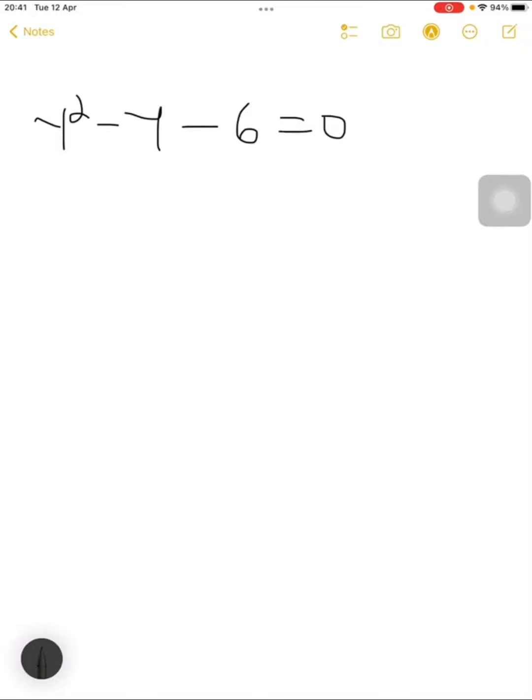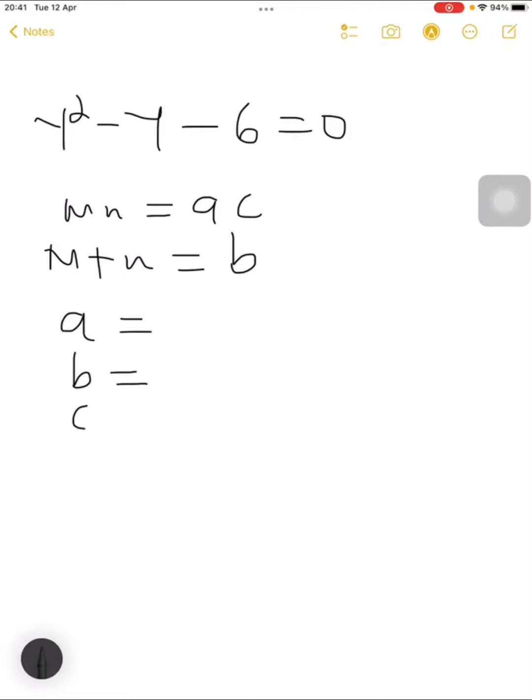In the factorization method, we normally say, assume you have two numbers, m and n, and when you multiply the two, you get the value of a multiplied by c. But when you add them, you should get the value of b. So first of all, let's identify what is our value for a, our value for b, and our value for c. Our value for a is 1, our value for b is negative 1. Don't forget the negative sign. And our value for c is negative 6, right?